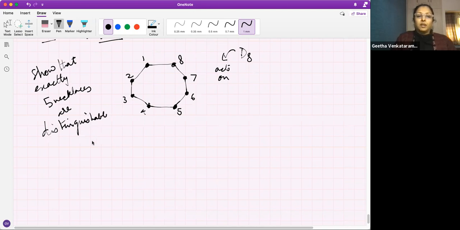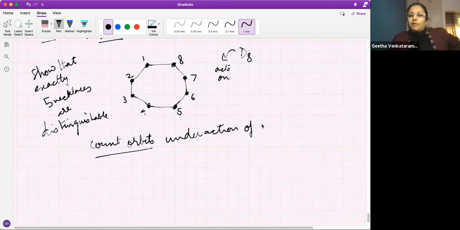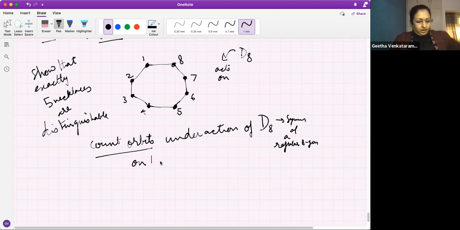Again, you're going to count orbits under the action of D8, which is the symmetries of a regular 8-gon, on the set of all necklaces, which you can take as X. And how many elements will X have? See, 8 elements.